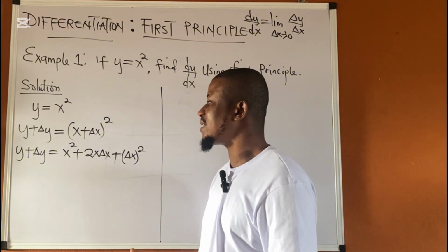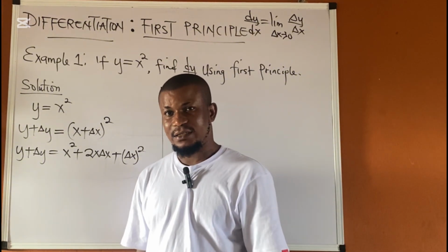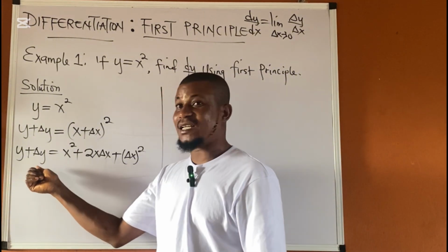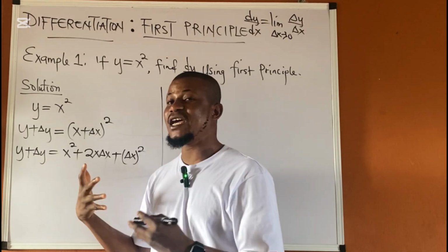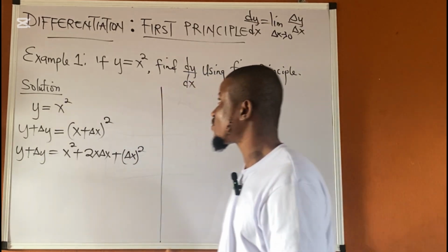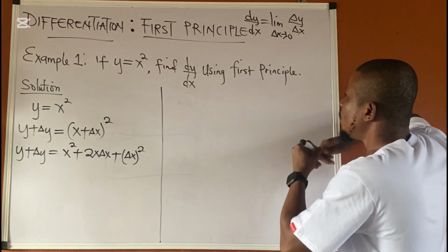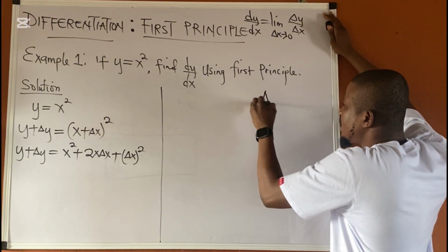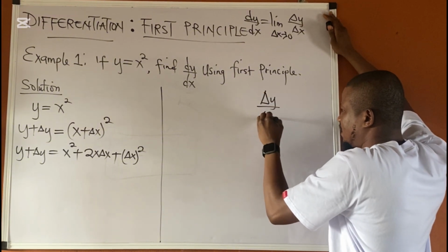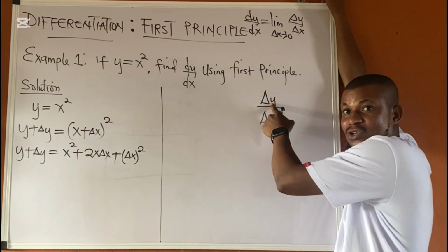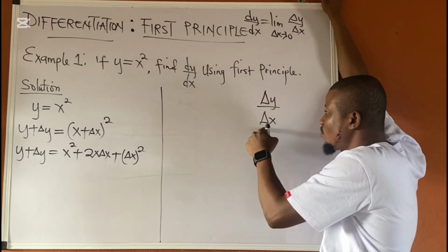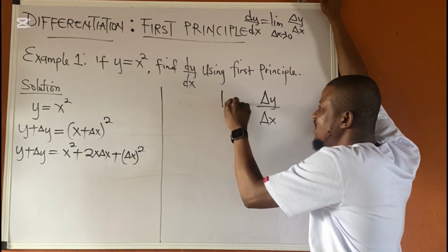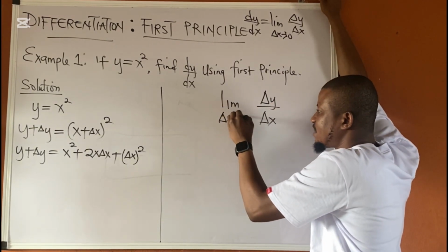And then the next thing is to make change in y stand alone. We have a target here. In every first principle, the target is to gradually build up change in y over change in x. So we need to make change in y the subject and then gradually divide through by change in x and then impose a limit as change in x tends to 0.